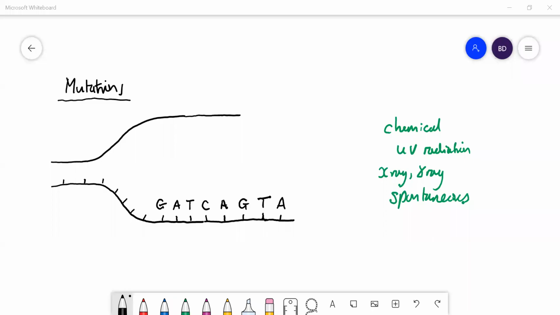Okay, let's talk about mutations. Now, mutations can be changes in the base sequence of the DNA. Of course, the base sequence controls the amino acid sequence, so any change in the DNA sequence will affect that, which may then cause damage to the cell, or may even lead the cell to be non-viable and die.